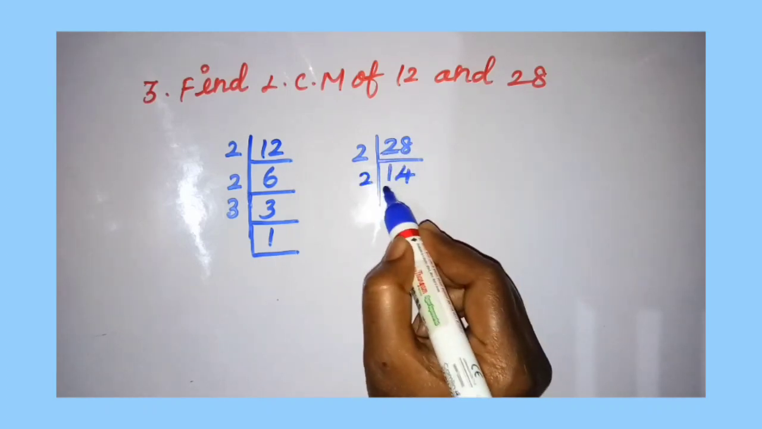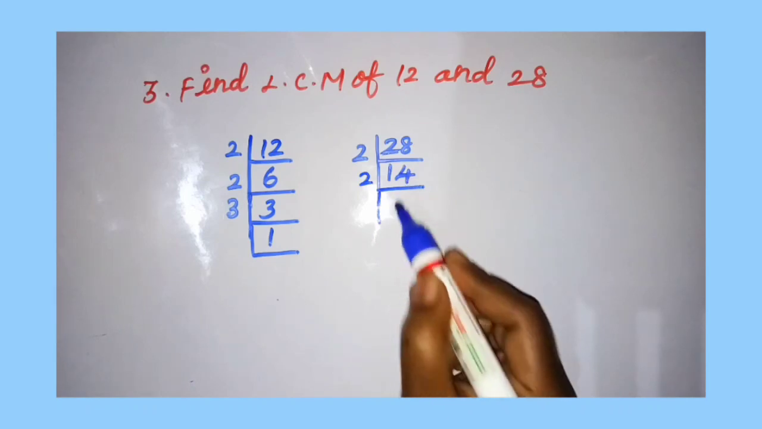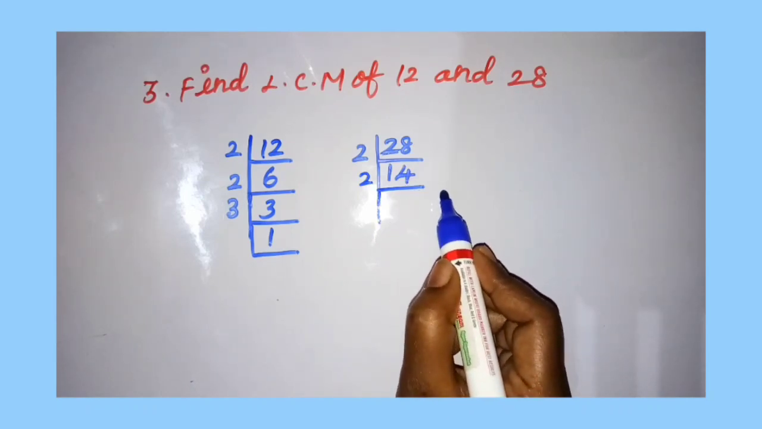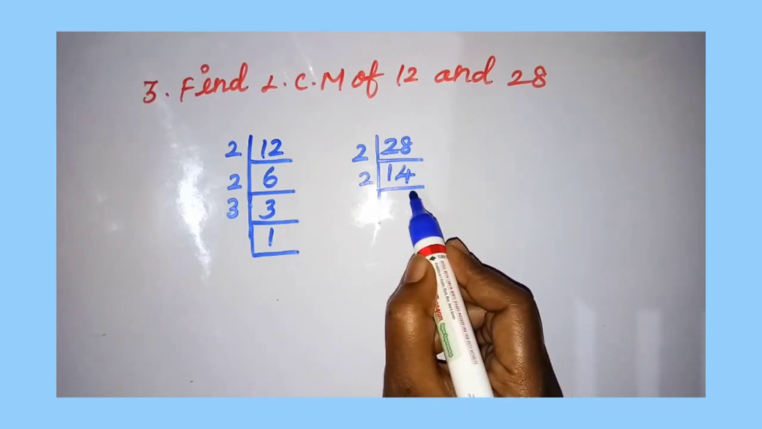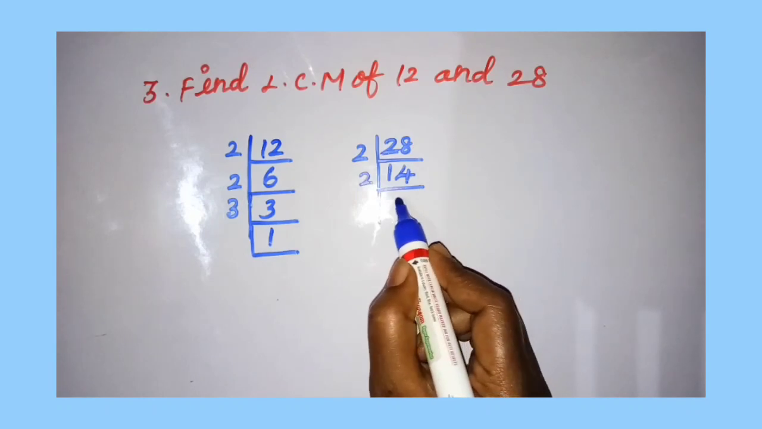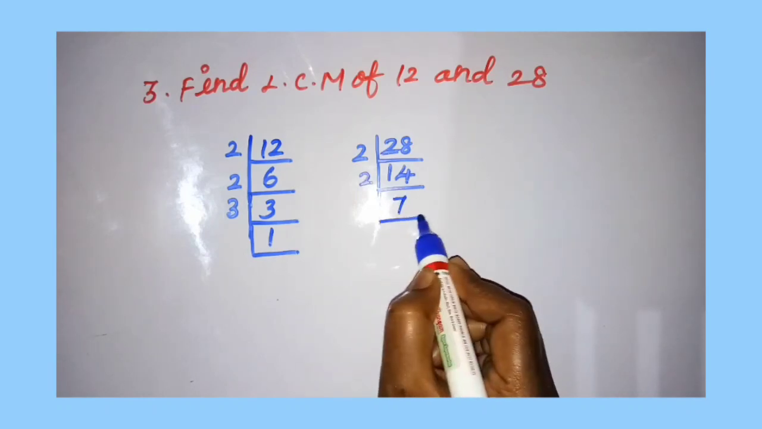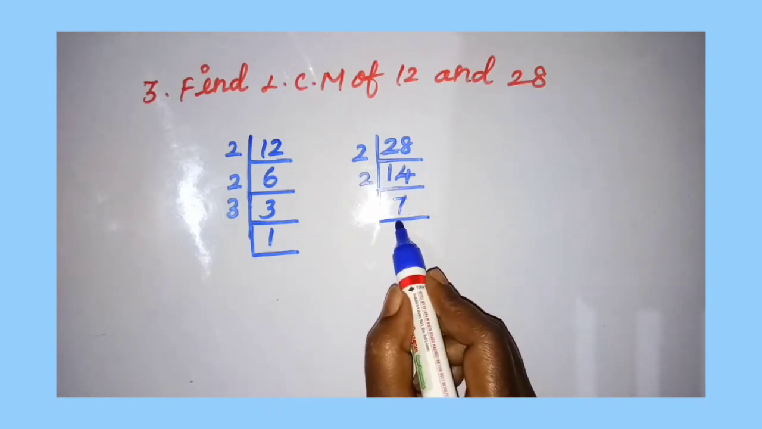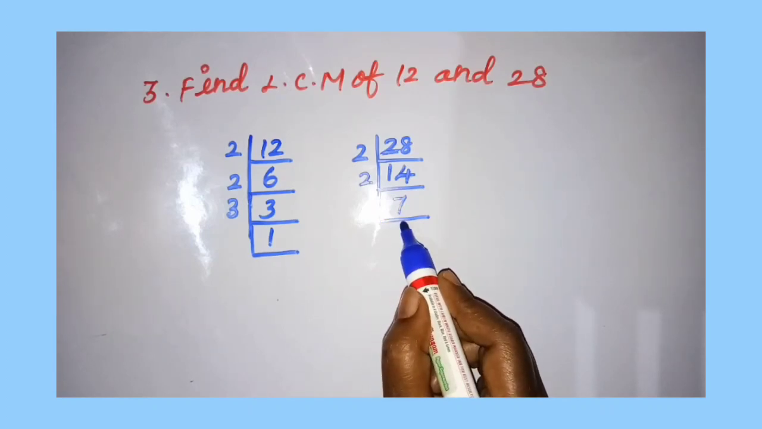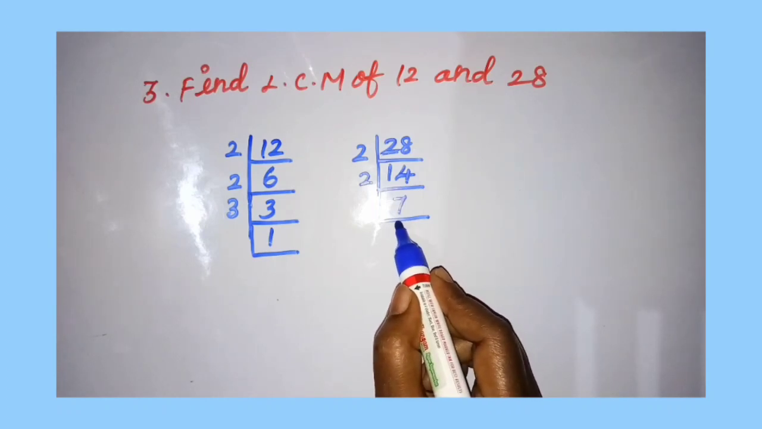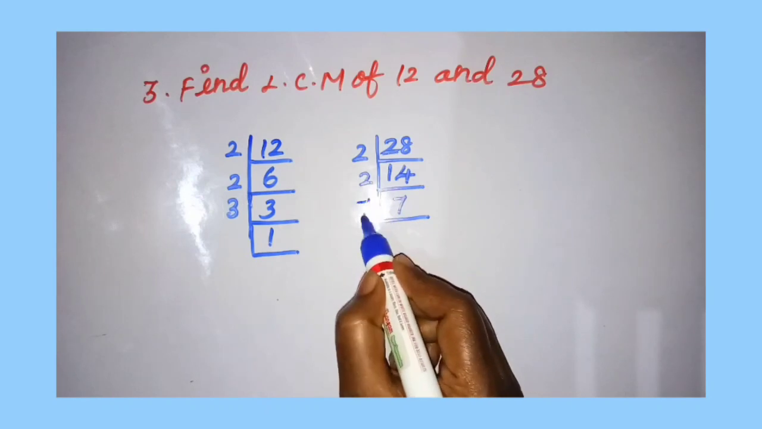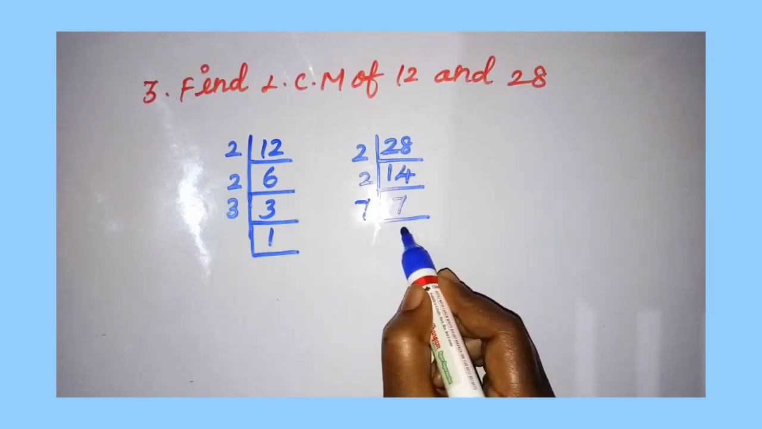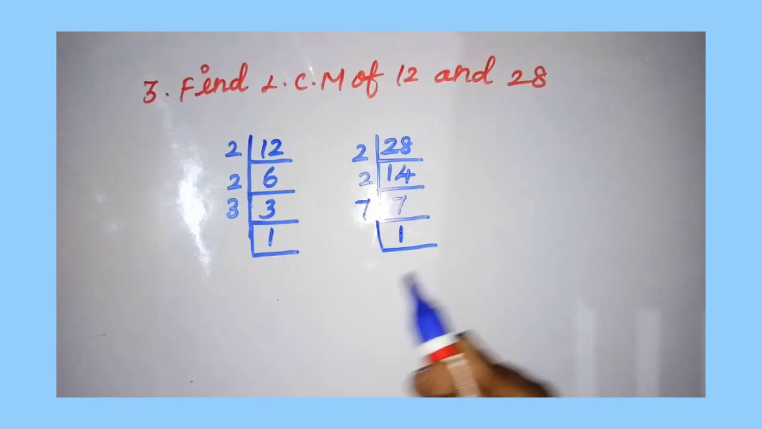Next, again take the 2 table. In the 2 table, how many times does 14 come? 1 2s are 2, 2 2s are 4, 3 2s are 6, 4 2s are 8, 5 2s are 10, 6 2s are 12, 7 2s are 14. Next, 7: does it come in the 2 table? No. In the 3 table? No. 4 table? No. 5 table? No. 6 table? No. 7 table? Yes. So 7 comes in the 7 table. So take the 7 table. How many times? Only one time.